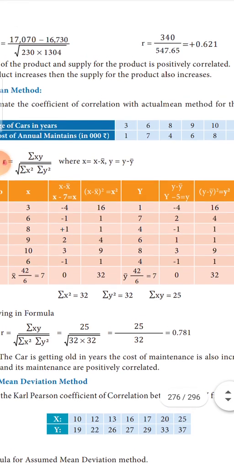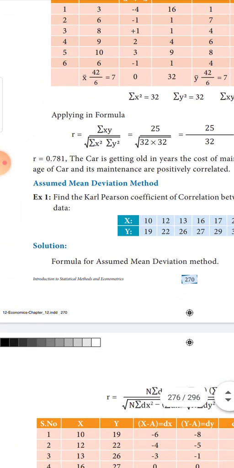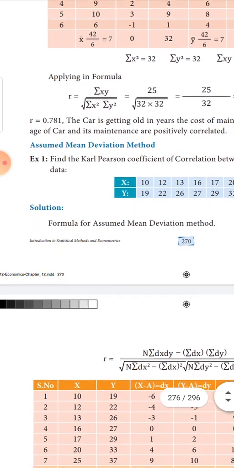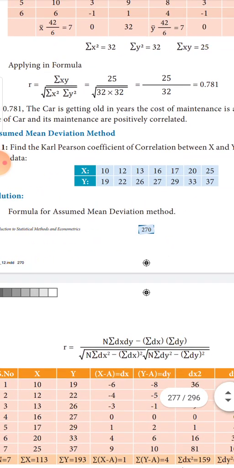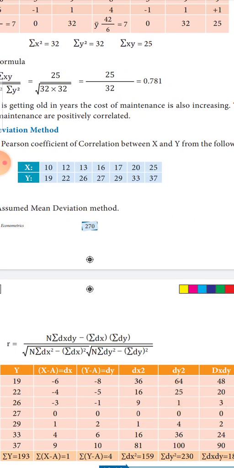Using which method? Actual mean method. We found out the mean, the average, of the given variables. Then we found out the value of R. R here is nothing but the correlation coefficient. The next sum is the assumed mean method. Assumed mean deviation method. Here we are going to find Karl Pearson's coefficient of correlation between x and y variables using an assumed mean deviation method.